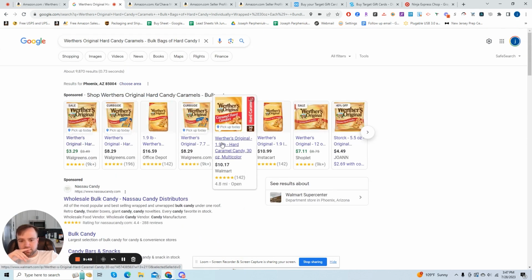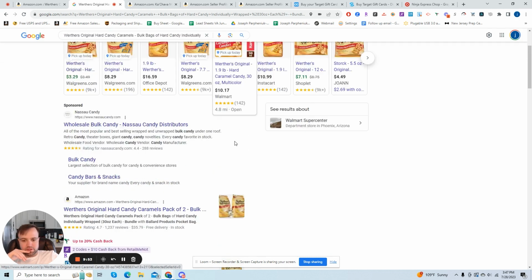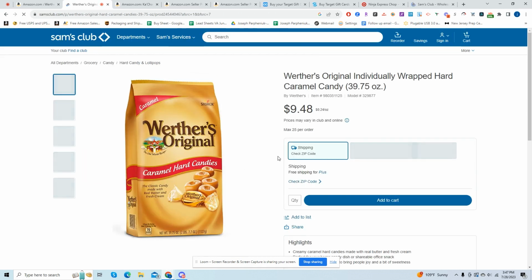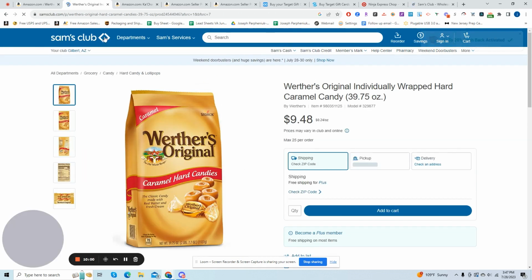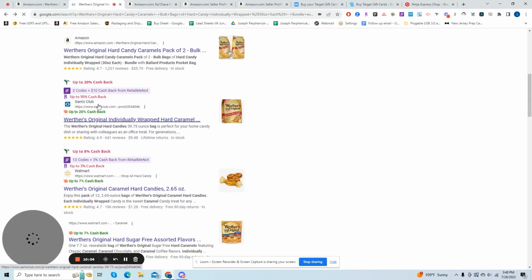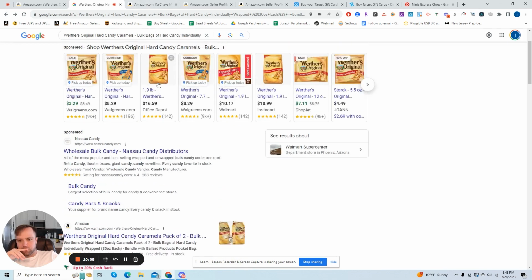Office Depot has it for 16. Walmart has it for 10. Sam's Club has it for $9.48. Oh, that's a bigger bag actually. Never mind. But yeah, Walmart had it for $10.17.